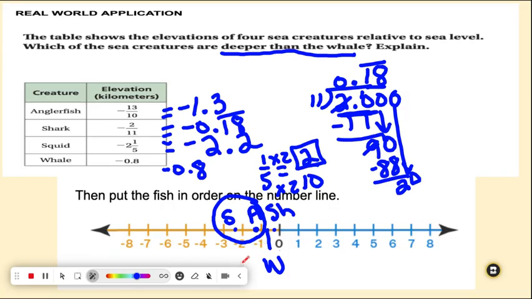I hope this video helped you understand how to convert rational numbers. Have a great day.